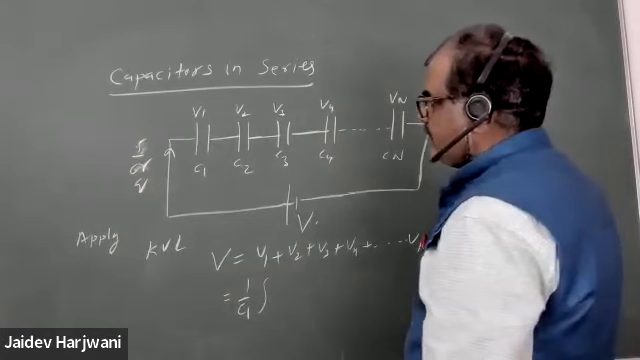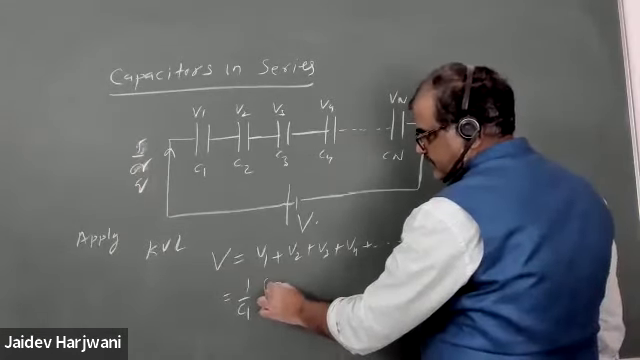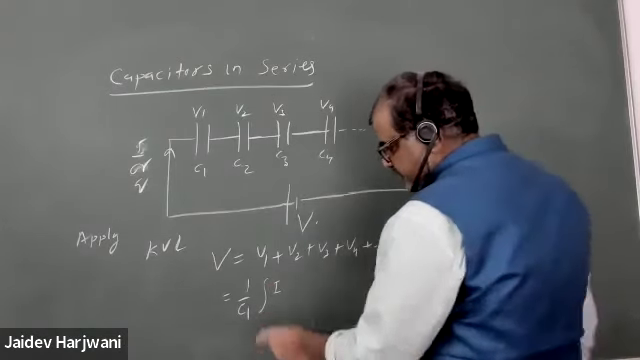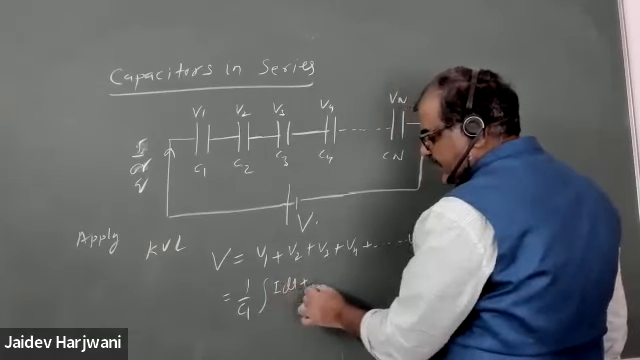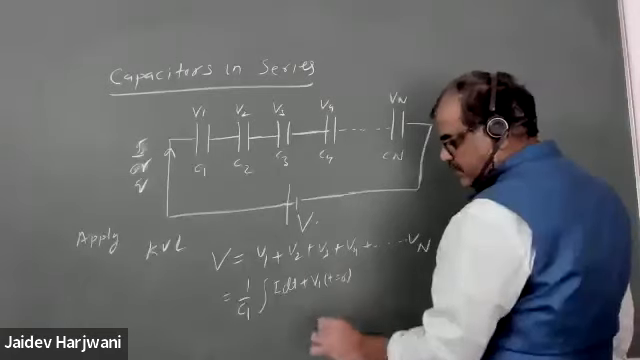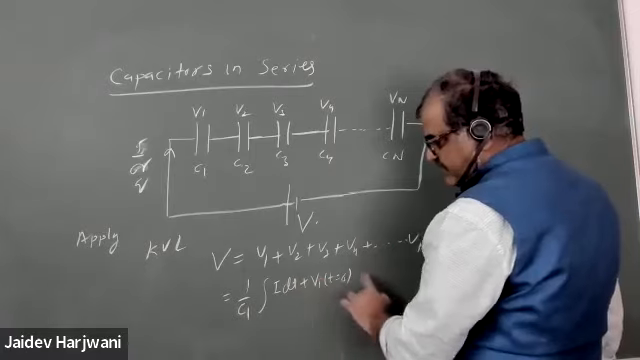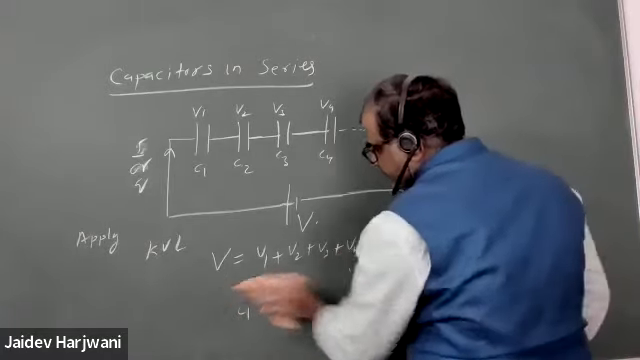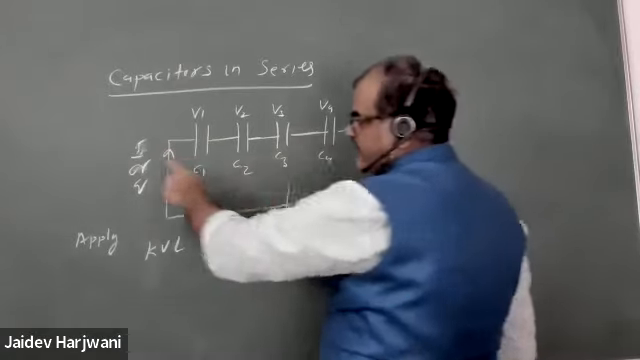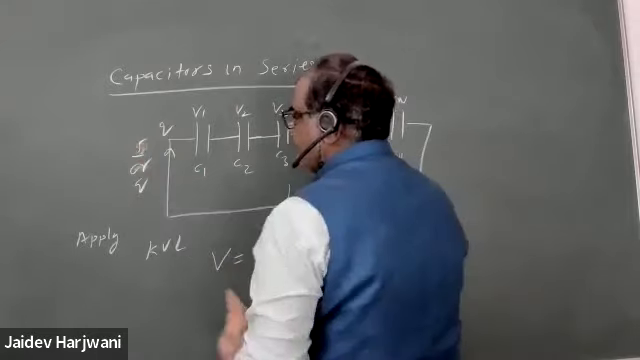C is equal to Q upon V. That formula can also be used. Either you use the formula with the integral of I dt plus V1 at t equal to zero for each one, or you can simply use Q, because instead of considering current, you consider charge Q. So say the same charge Q is moving here.